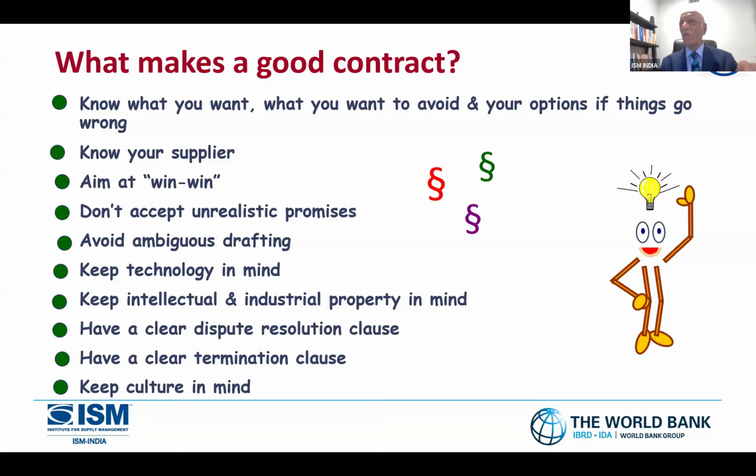So know your supplier. Aim at win-win. Don't think that you have to win because you are paying money. It has to be win-win for both to maintain a wonderful relationship. Don't accept unrealistic promises. Avoid ambiguous drafting. Some people come with ambiguous drafting, so drafting has to be very clear. Keep technology in mind. You might have designed something 2 years back and a new design comes up. So sometimes a new design comes up.